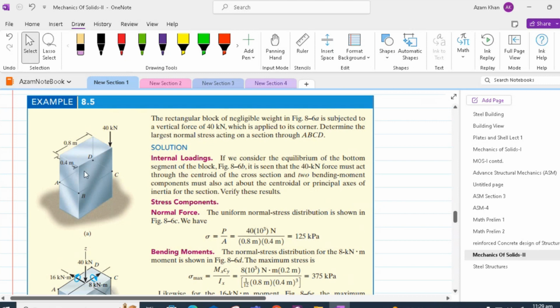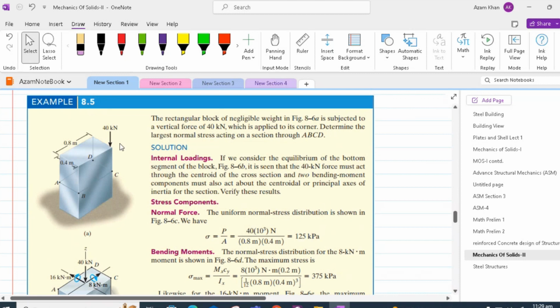In this example, we have a rectangular section having width 0.4 meter and depth 0.8 meter. It has a concentrated load applied at one of the corners. The vertical concentrated load is of 40 kilonewton. We are asked to determine the largest normal stress acting on the section through A, B, C, D.